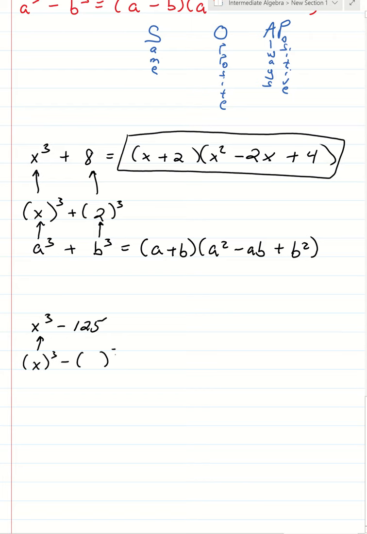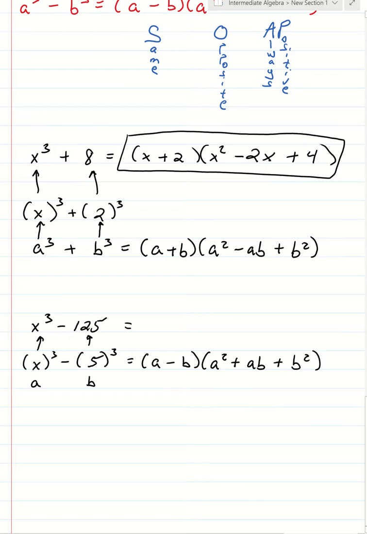Minus, what would I have to cube to get the number 125? And the answer is 5. So wherever I see in my formula a, I'm going to use the x. Wherever I see in my formula b, I'm going to use the number 5. So let's just recall the formula. The formula tells us we have a, same sign b, a squared, opposite sign ab, always positive b squared.